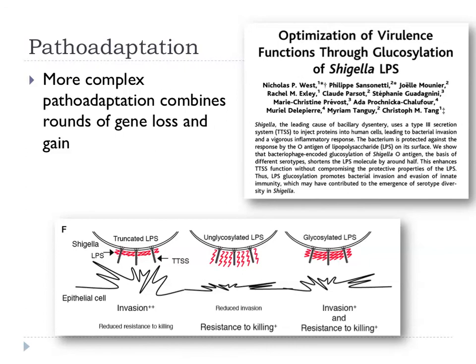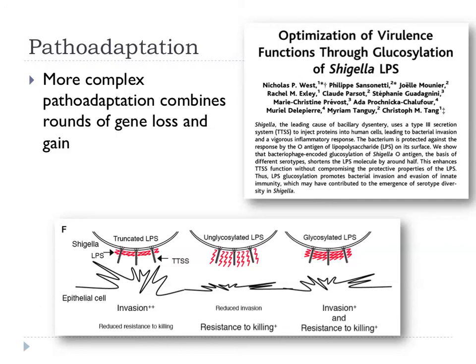Here's another example of pathoadaptation where you get gene loss and gene gain. This is a paper from a friend of mine that looked at the interaction between LPS and a type 3 secretion system that was present in Shigella. So to get to the stage of being able to invade cells, Shigella has to have this type 3 secretion system.